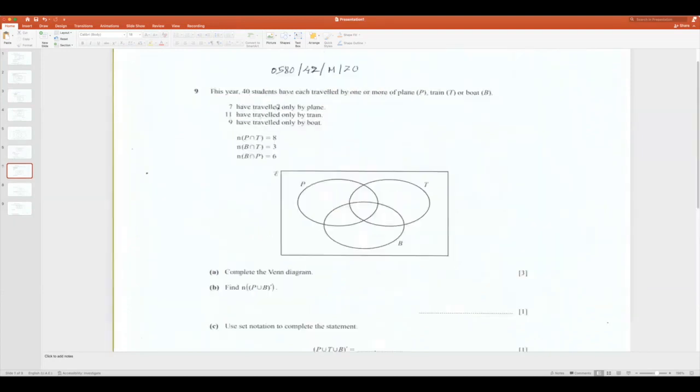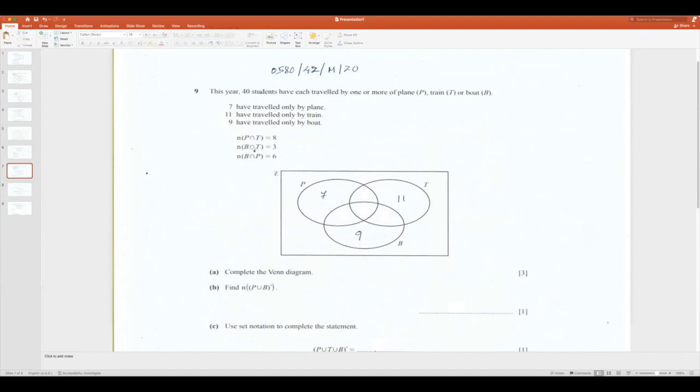This year, 40 students have each traveled by one or more of plane, train, or boat. Okay, everybody has used a plane, train, or boat. 7 have traveled only by plane, and 11 have traveled only by train. Okay. 9 have traveled only by boat.